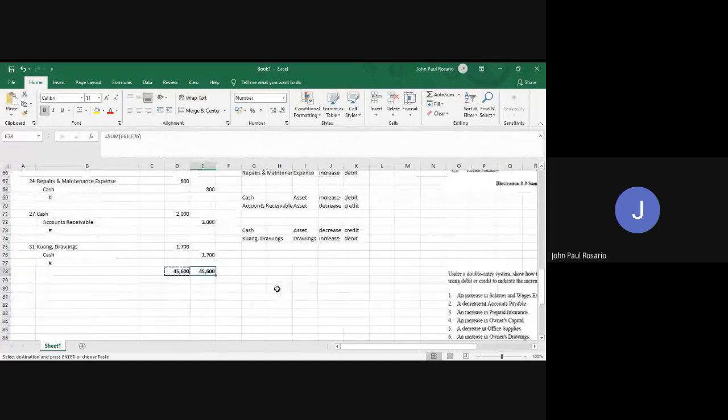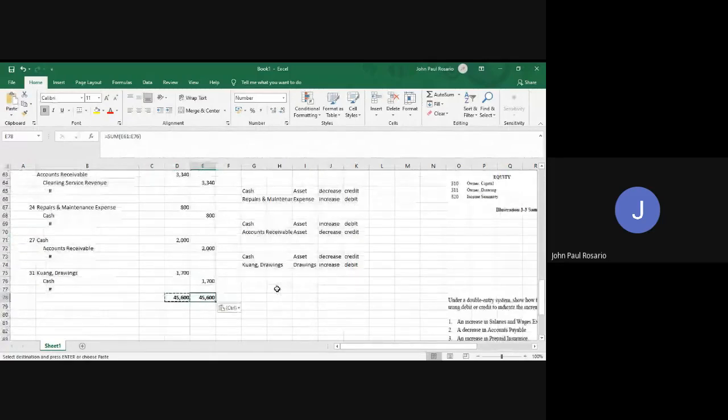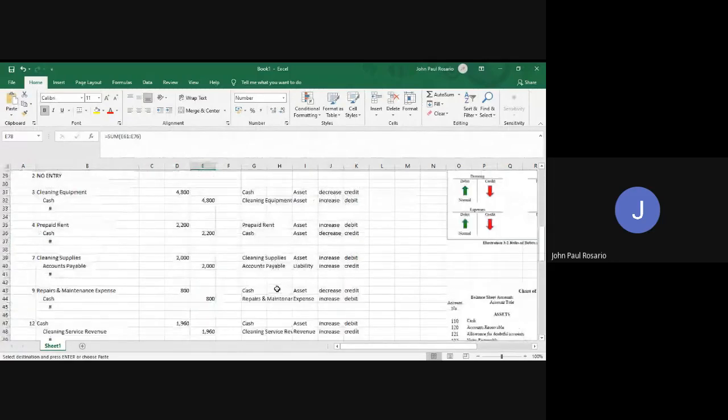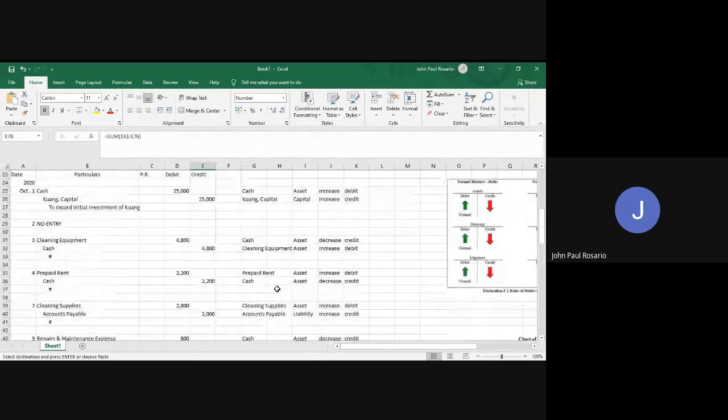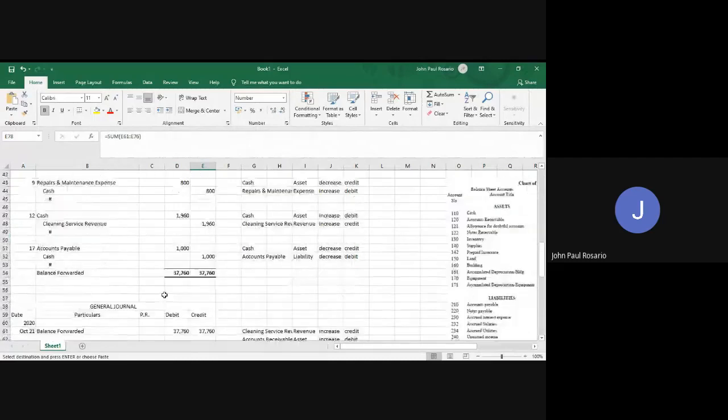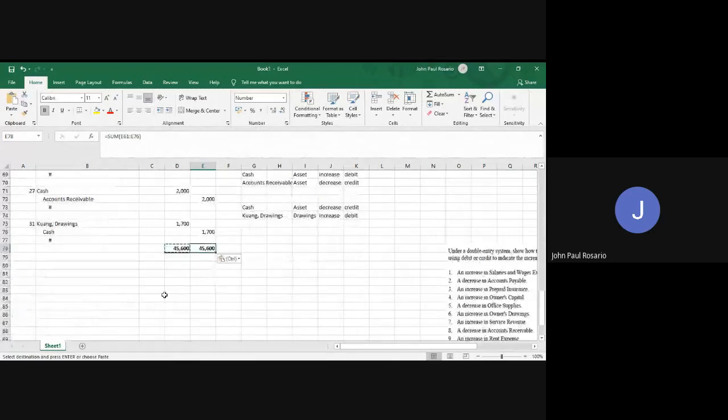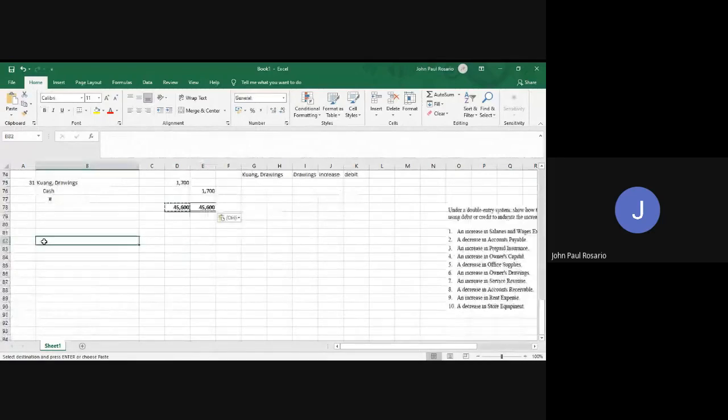Okay? So, guys, as you can see here, these sample entries are what we call a simple journal entry, meaning only one debit and one credit. But there are instances, guys, where your transaction requires a compound entry. Compound entry means it is not necessarily just one debit or just one credit.